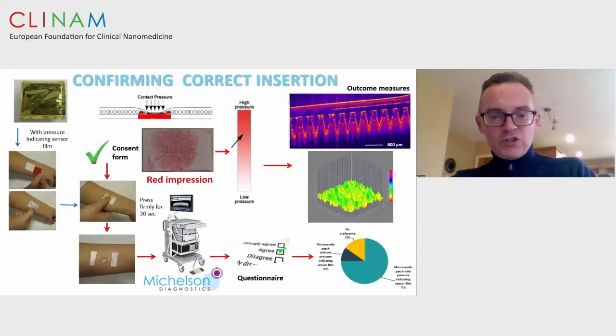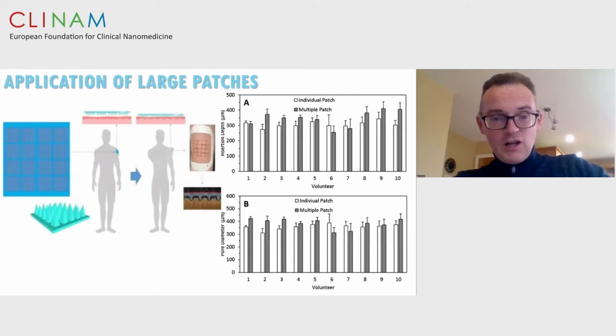So we developed a little pressure-responsive film that would change color if and only if 20 newtons per square centimeter had been applied, when we knew 10 newtons per square centimeter would insert the microneedles. Again, small patches, but we had 20 volunteers. 75% of them preferred the patch that had the sensor film. And we saw that in all volunteers, they inserted the microneedles just as well as we would, as measured with optical coherence tomography. So we wanted to look at a larger patch.